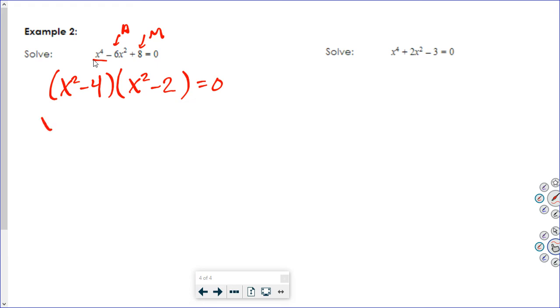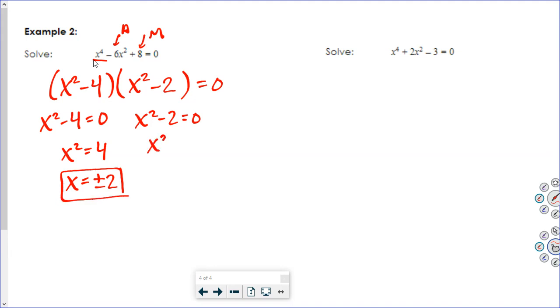And then from there, I can set each factor equal to 0. And so I would have x squared equals 4. When I take the square root of each side, I would get a positive and negative 2. And then again, x squared equals 2 would give a positive negative root 2. That is, again, the shortcut way that I showed you on the previous page in red. So then, if that doesn't make sense to you, for the second one I'm going to show you the double substitution route.